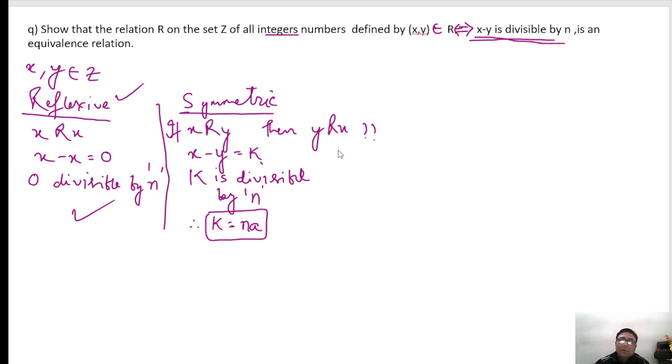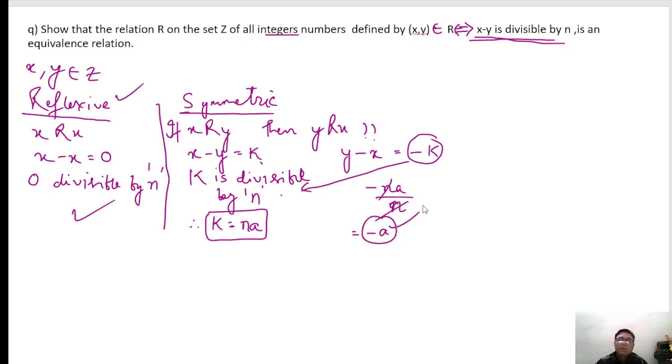Okay, now here we will tell y minus x. So isn't it minus k? Yes. So if k is divisible by n, so minus k will also be divisible by n, because minus k is how much? Minus na, and it is easily divisible by n. Yes, which is coming an integer. So symmetric is also valid.